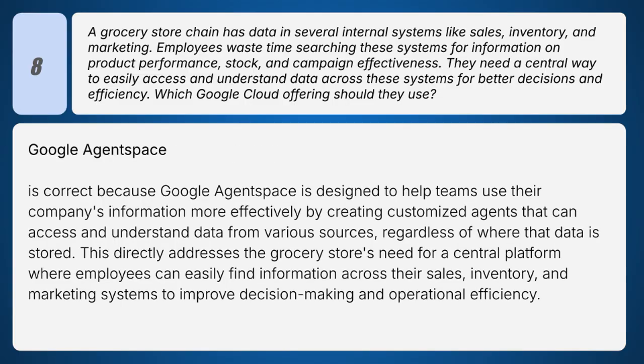Google Agent Space. Google Agent Space is correct because Google Agent Space is designed to help teams use their company's information more effectively by creating customized agents that can access and understand data from various sources, regardless of where that data is stored. This directly addresses the grocery store's need for a central platform where employees can easily find information across their sales, inventory, and marketing systems to improve decision-making and operational efficiency.